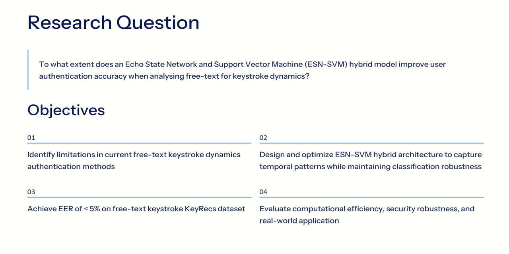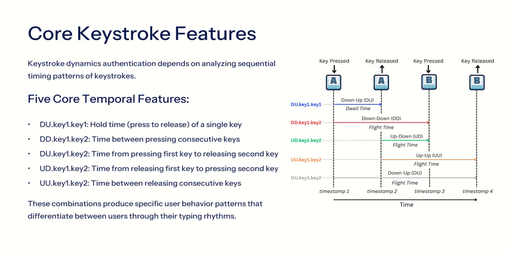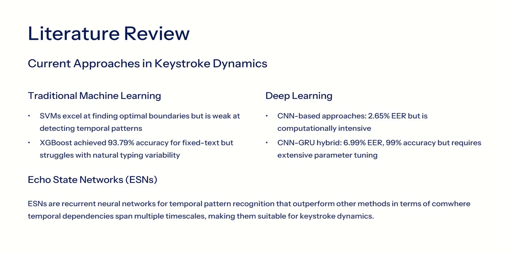So the research question was how we can achieve better accuracy when using an echo state network and support vector machine hybrid model. And these are the core temporal features for keystroke dynamics, and we have used these core temporal features to train our model, and not manual engineering and making many features for the model. We have just used the basic features.